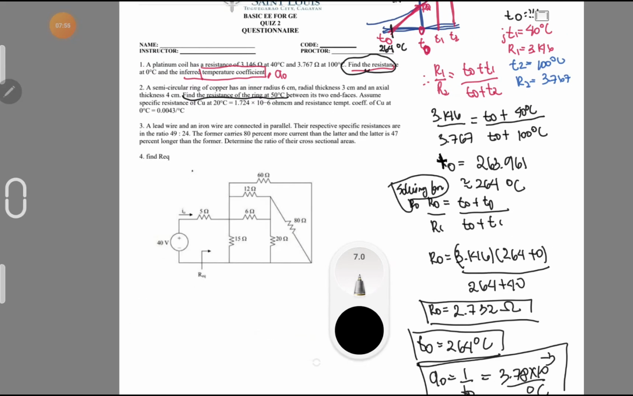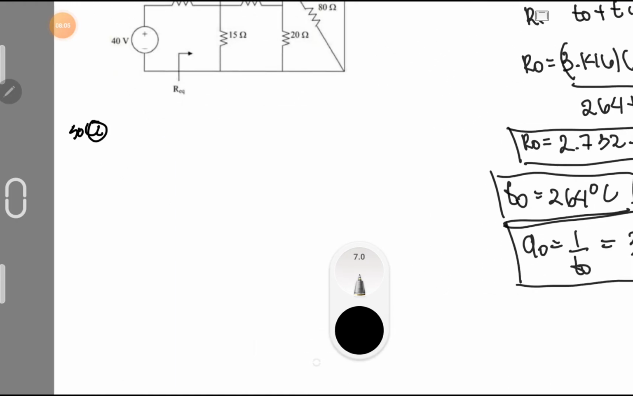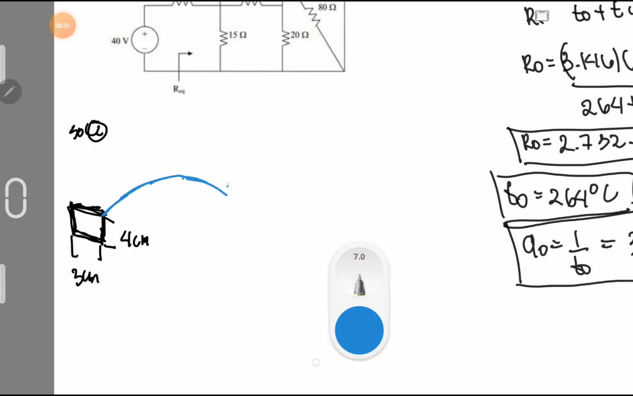So it's like this, guys. Solution number 2: what we will do is draw our semicircle. It says this is our axial thickness, which is equal to 4 cm, and this will be our 3 cm radial thickness. So from that, we just draw the semicircular ring. Sorry, guys, I'm not good at drawing.